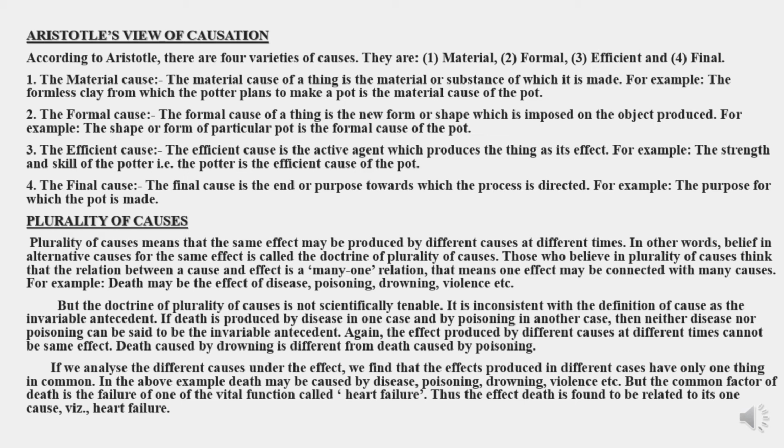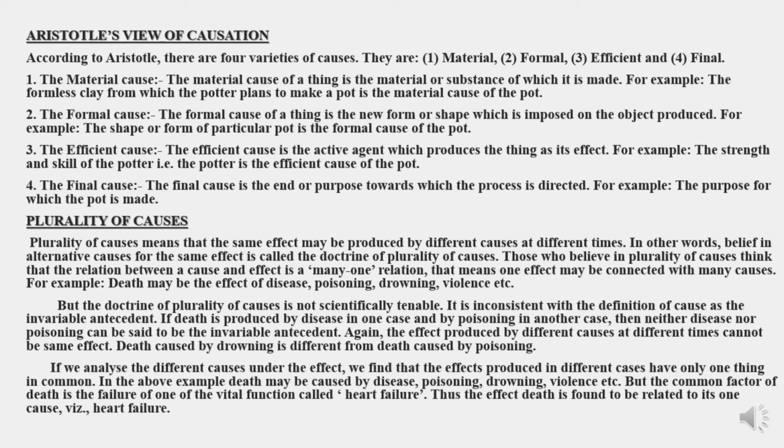Now the last one, what is the final cause? The final cause is the end or purpose towards which the process is directed. The purpose for which the processes are directed in making a thing is called the final cause. For example, the purpose for which the pot is made. So, the final cause is originally present in the form of an idea in the material cause. For example, the purpose for which a cloth is made.